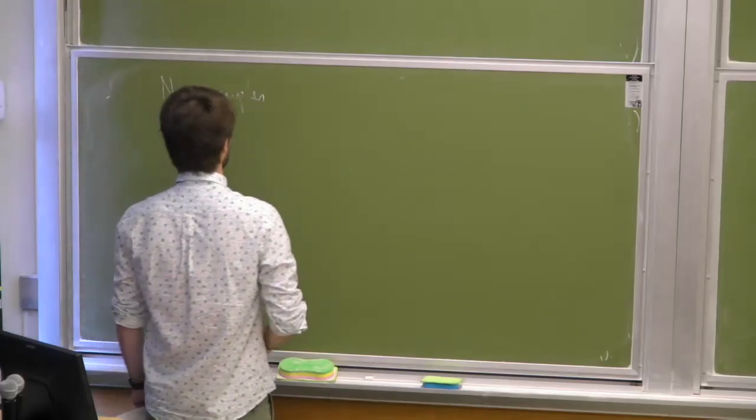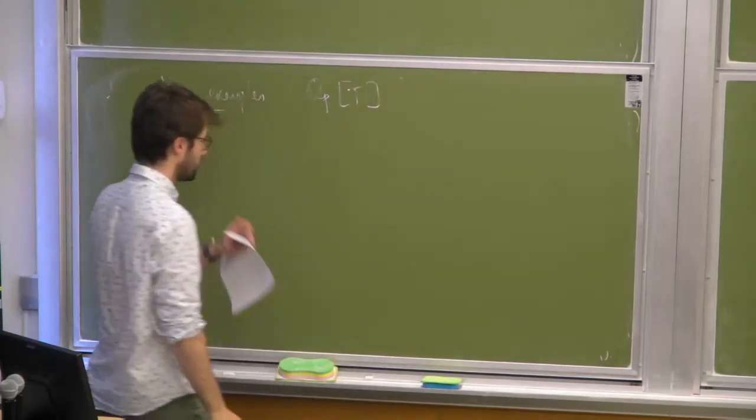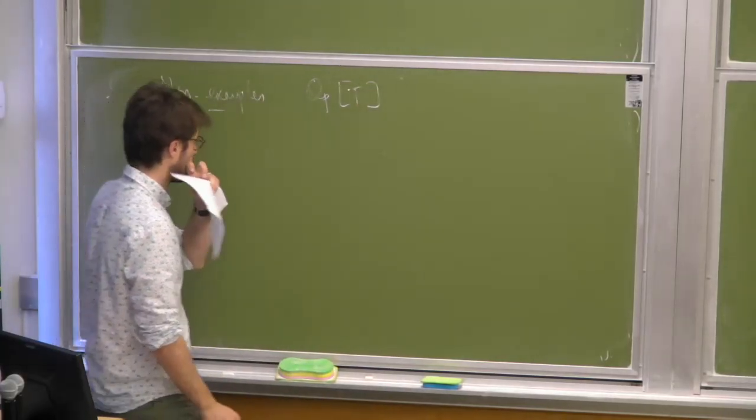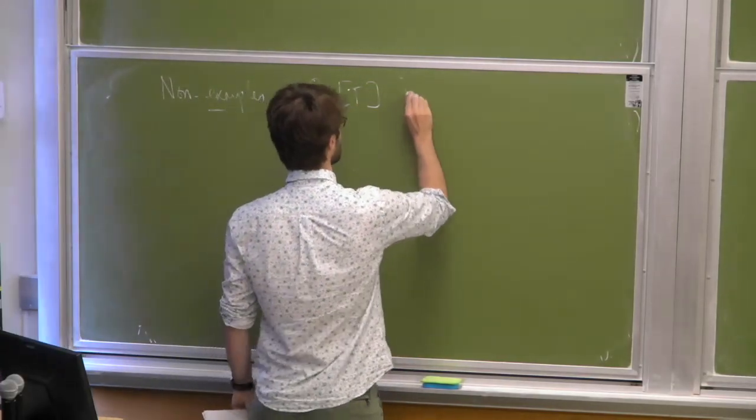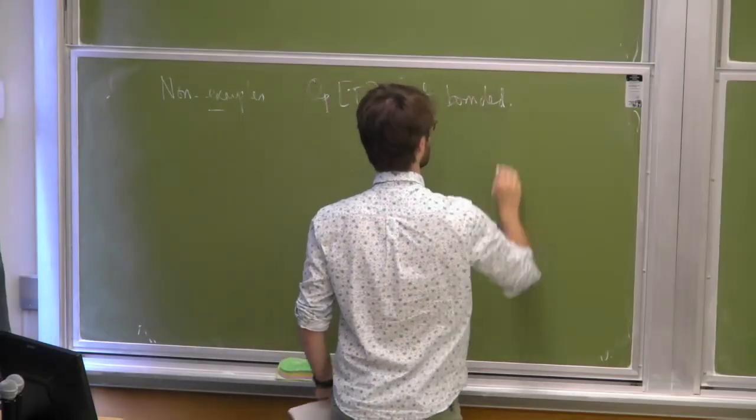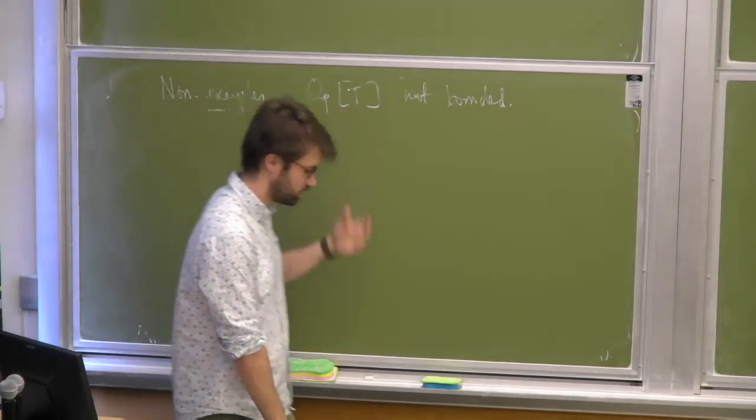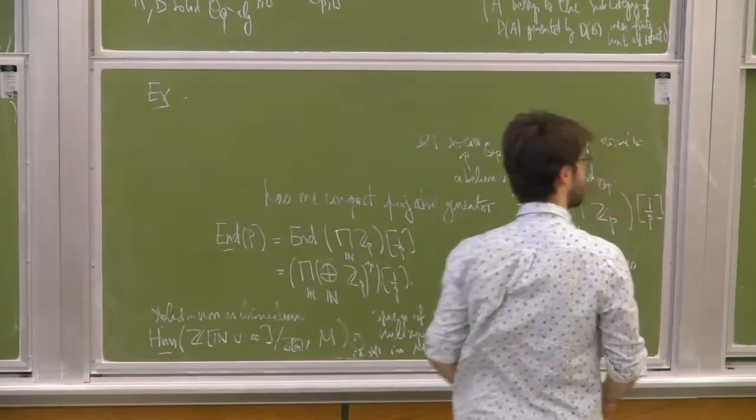So a non-example would be Qp[T], the polynomial algebra in one variable. Well, this one, because already it's not bounded. Here the element T inside Qp[T] is not bounded, because this property that extends to the algebra is just not true.